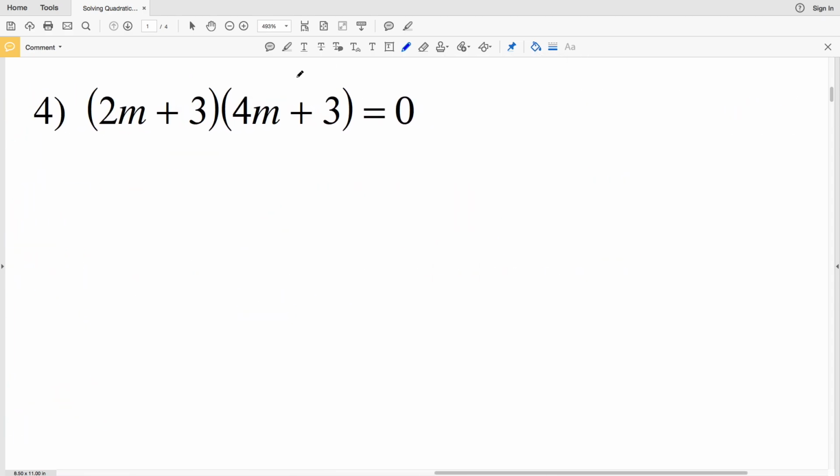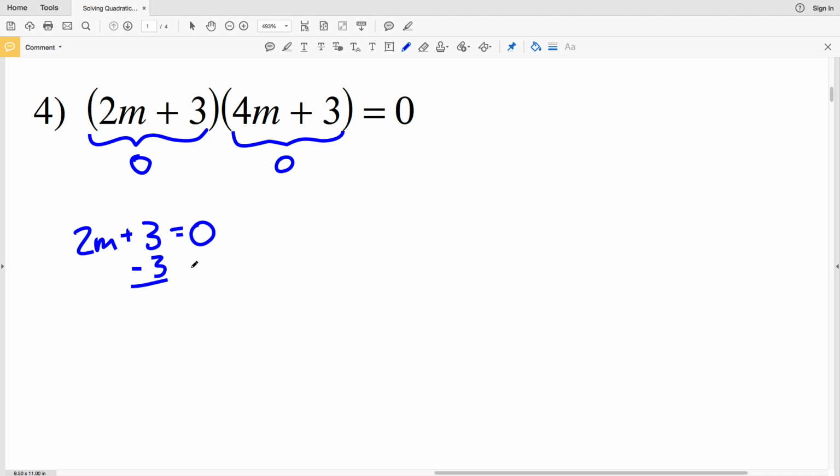And number 4, I can have that 2m plus 3 equals 0, or I can have that 4m plus 3 equals 0. So when 2m plus 3 equals 0, I'll subtract 3 from both sides to get that 2 times m equals negative 3. And then I'll divide by 2 to isolate my m, so I'll have that m is equal to negative 3/2. Now let's look at when 4m plus 3 is equal to 0.